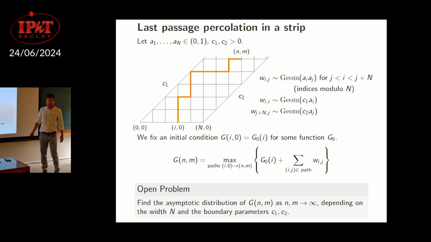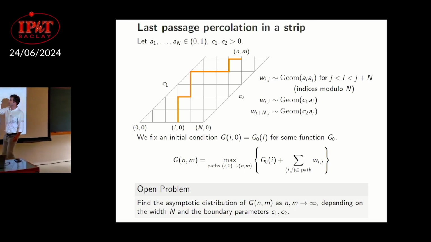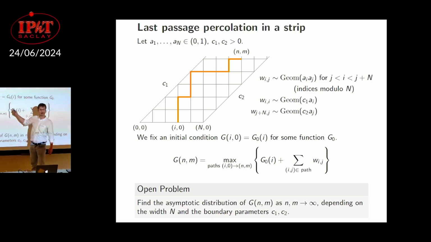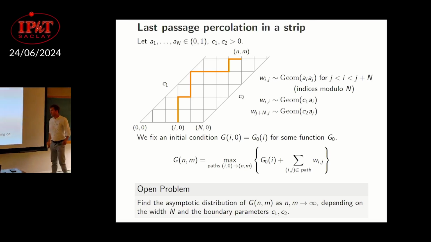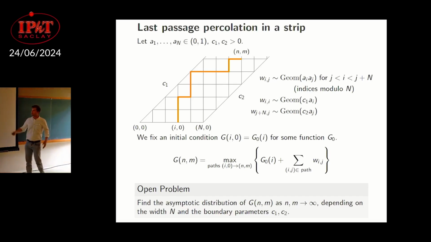Because for the maximum, it doesn't play a role. So here it plays a role in the max. You cannot take out the G0 because here you have to understand this maximum as maximizing both over I and over the path. And so as I said, finding the distribution of GNM is some open problem.